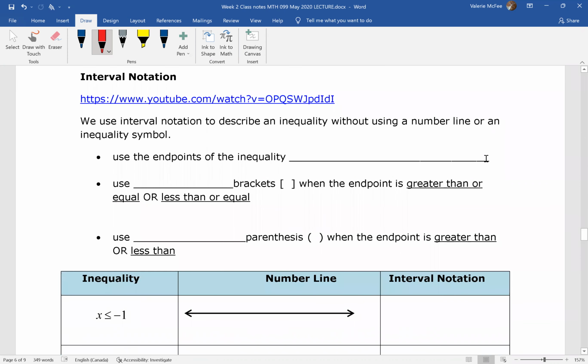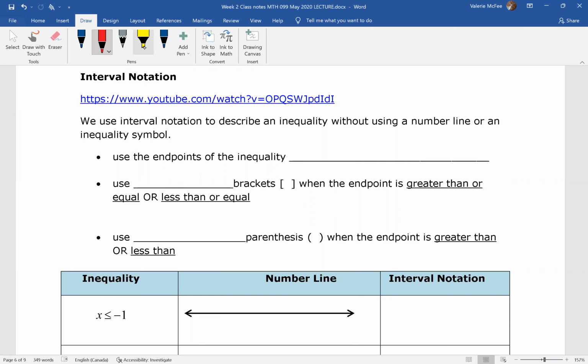We don't only use an inequality notation, we also use interval notation. And you're going to find in Math 103, we use interval notation all of the time. So it's a good idea to learn that now in Math 99. We use interval notation to describe an inequality without using a number line or an inequality symbol.